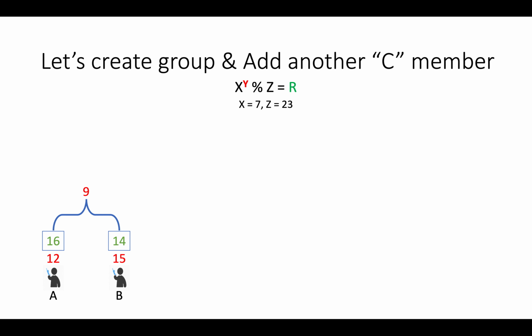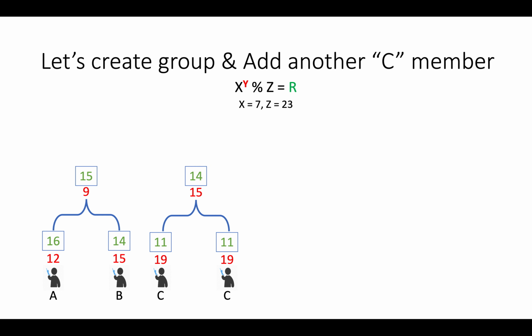Let's create a group using this formula. Let's add member C. C generates a secret. C calculates public info. Now, how can I add C into the group? Let's replicate C. Derive a key between both C's. Calculate public info. Come up with a common key.